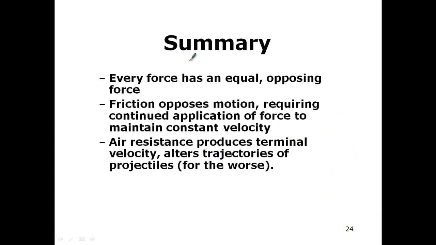So to wrap up, every force has an equal and opposing force. Friction opposes motion, requiring continued application of force to maintain a constant velocity. Air resistance produces terminal velocity, which alters trajectories of projectiles for the worse, usually.